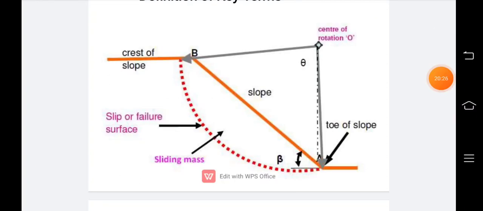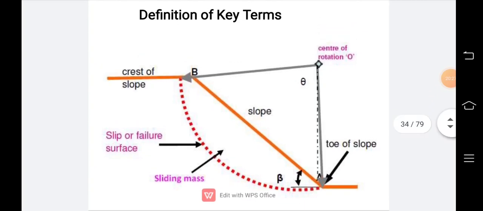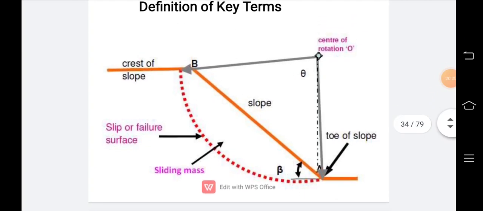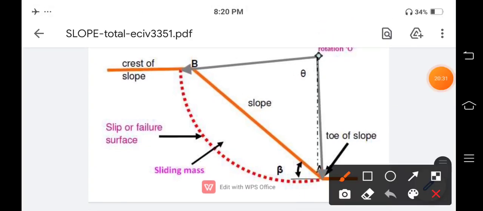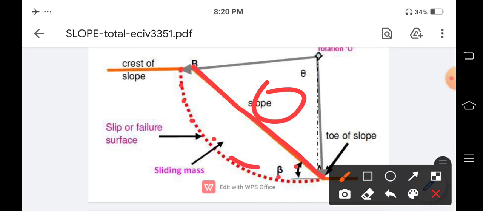Next, we discuss the various terms related to slopes. This whole thing is our slope. This is our failure surface, so the soil will fail in that direction, the direction of gravity. This is called the crest of the slope, the top point, and downward is called the toe of the slope.